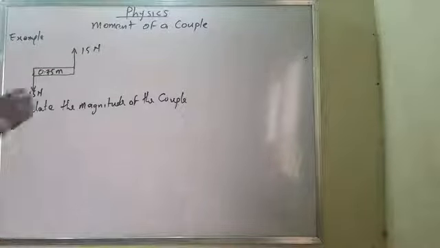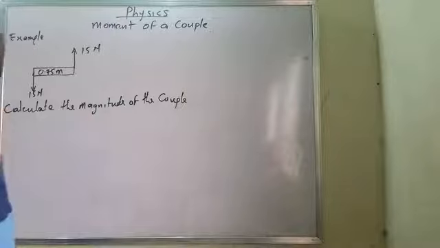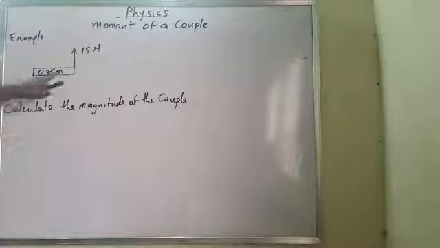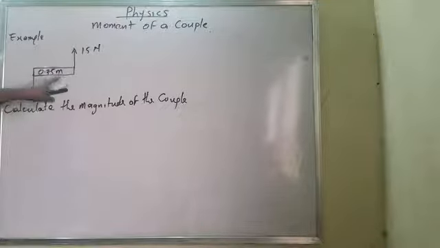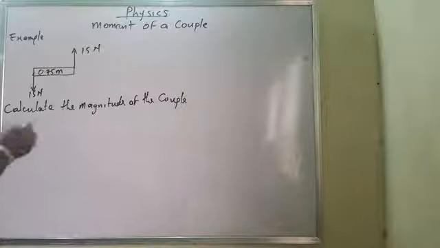Now, I have the force as 15 Newton, and I have the distance as 0.75 meter. Please take note of this unit. It's very important. As far as you are on Newton, the distance must be in meter. If it is centimeter, you need to do some little conversion. Now, how do I solve this problem?